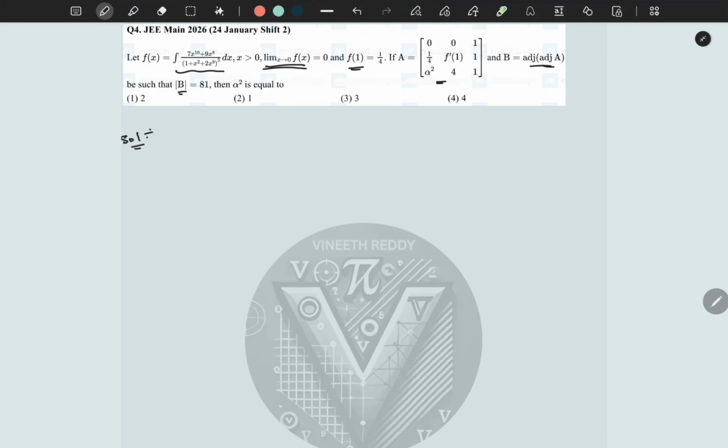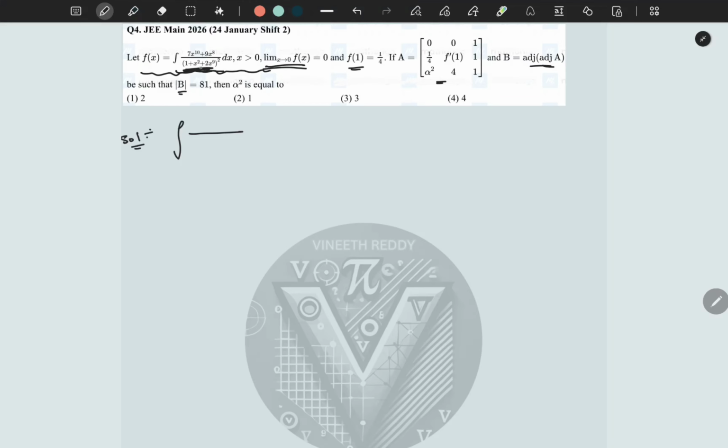I think this is a very lengthy question. Yeah, surely a lengthy question. Then what to do? This integration looks very complicated, but I don't think it is. See, whenever we have higher powers of x in the denominator, we can definitely think of taking x power 9 common from the denominator.